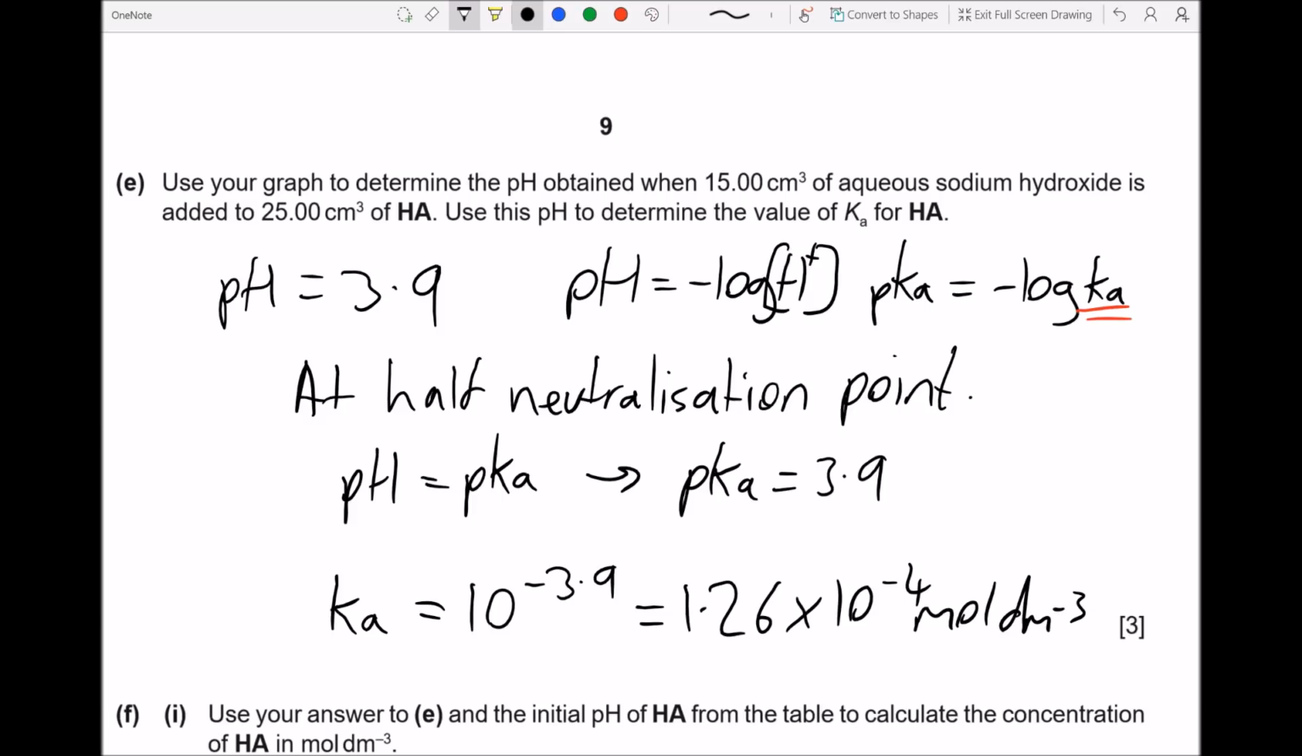Okay, so you get 3 marks for that. I told you it's pretty straightforward. You get 1 mark for working out Ka, 1 mark for using this expression here, and then 1 mark for using your graph to actually work out the correct pH. So yeah, not too bad.